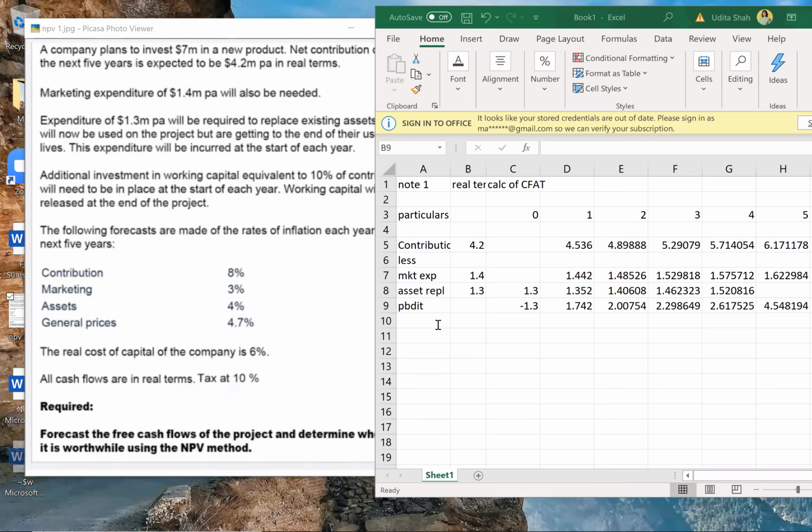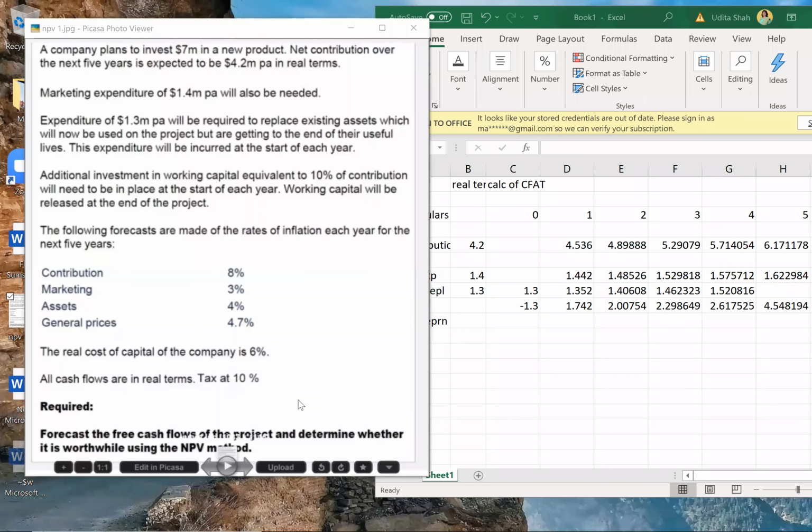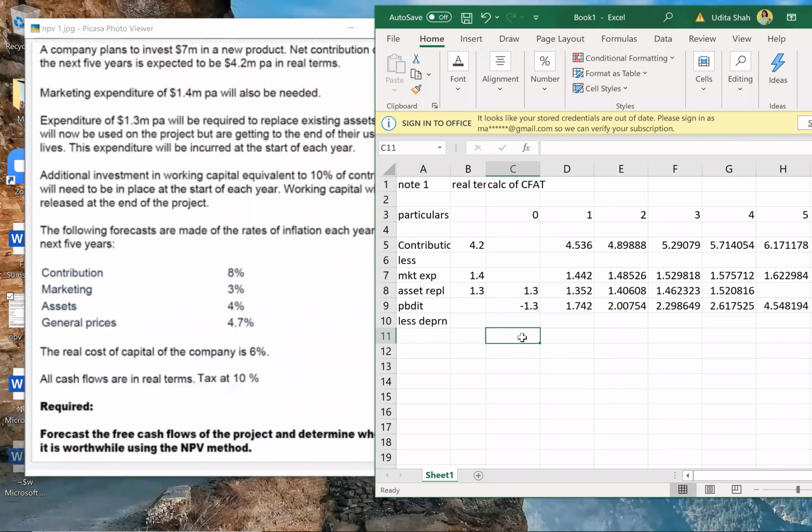Minus depreciation. So less depreciation. But in the problem, they have not given anything about depreciation. They have nowhere mentioned anything about depreciation. Doesn't matter. I know I can calculate depreciation using a formula as well. So if nothing is given, I can use this formula, right?